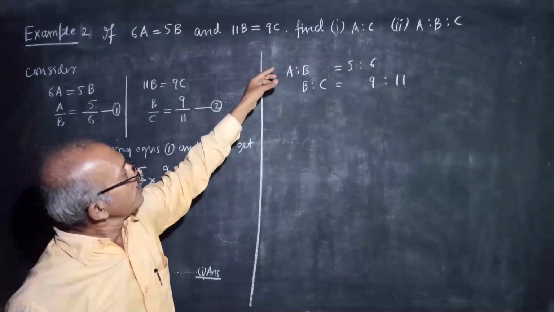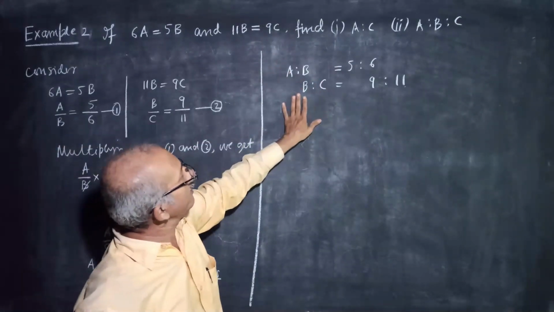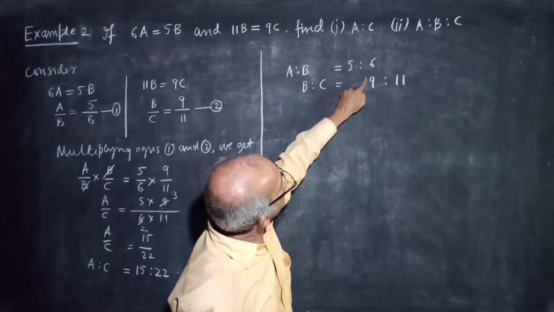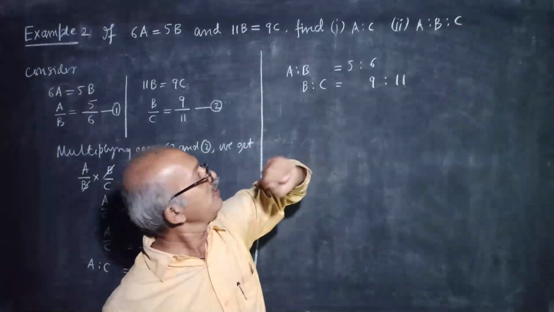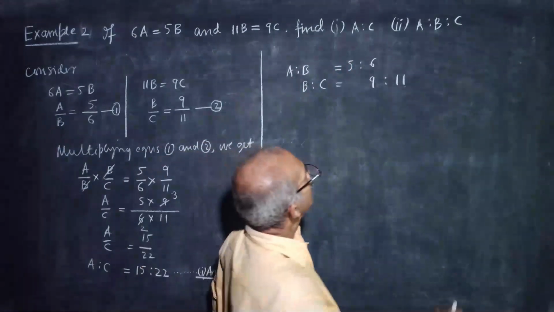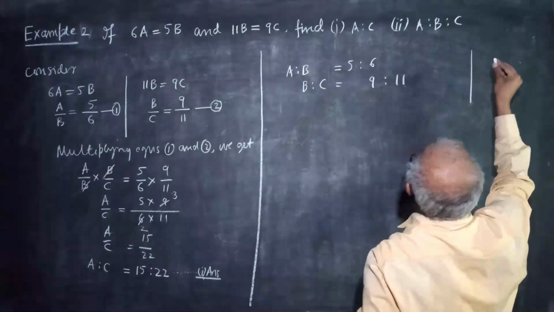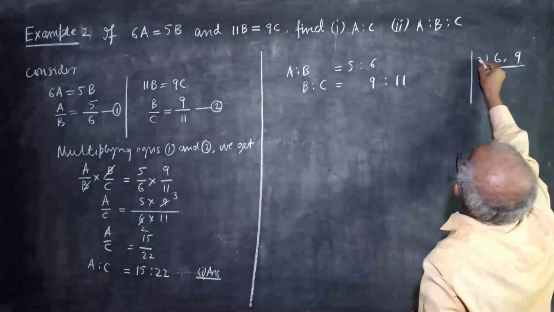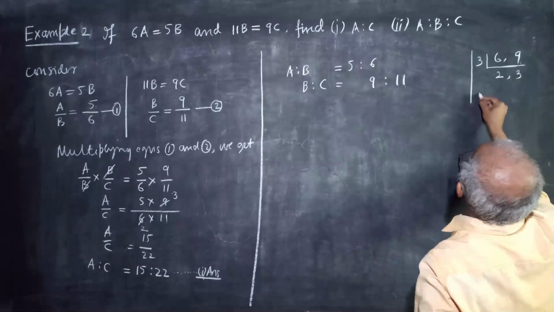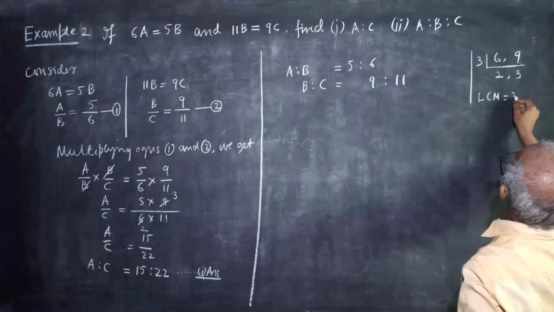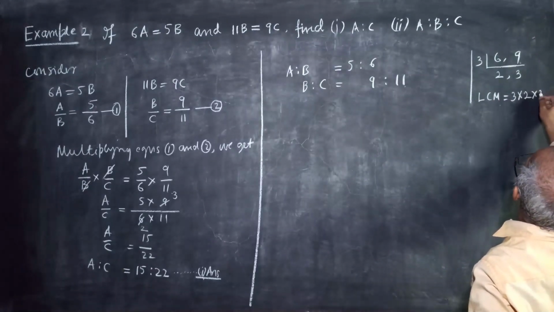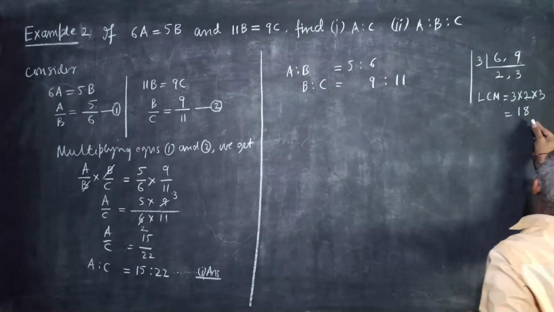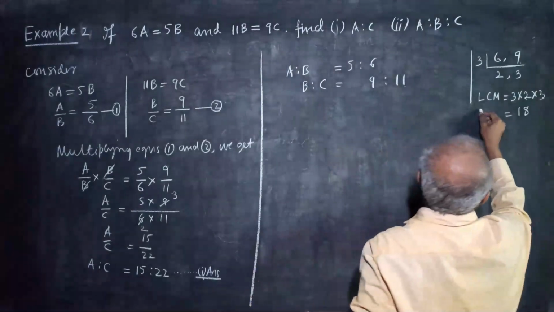Now, writing like this, observe the left hand side. So here b is same. Here 6 and 9, they are not same. We should make it same. How? By taking LCM. Now we shall go to the margin. So in the margin, we shall take 6, 9. So 3 twos are 6, 3 threes are 9. So LCM is equal to 3 into 2 into 3. 3 twos are 6, 6 threes are 18. Now the LCM is 18.